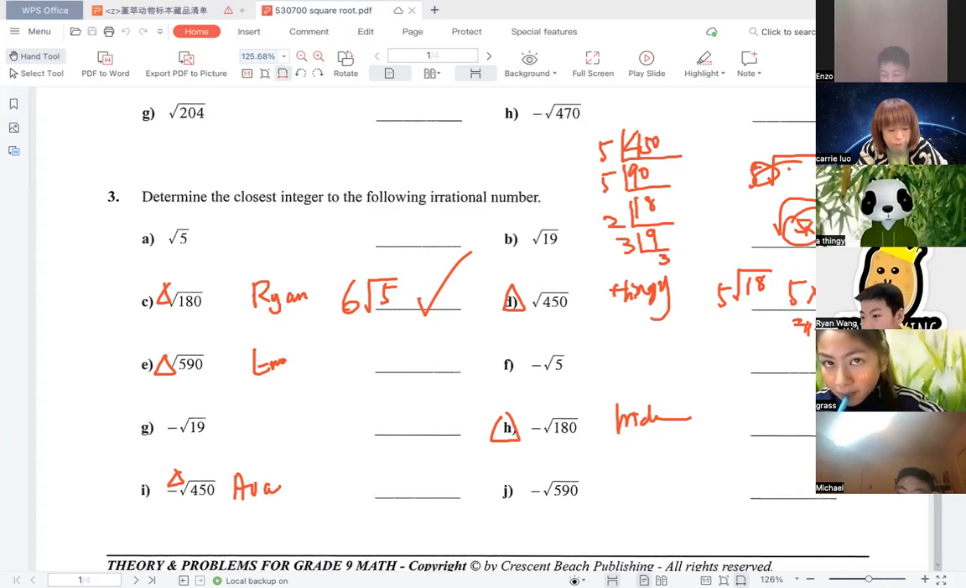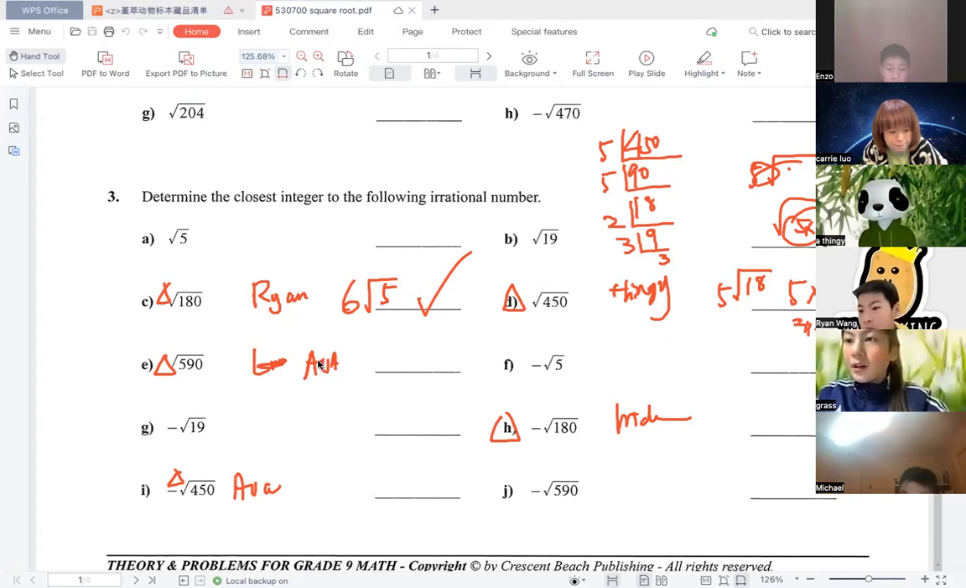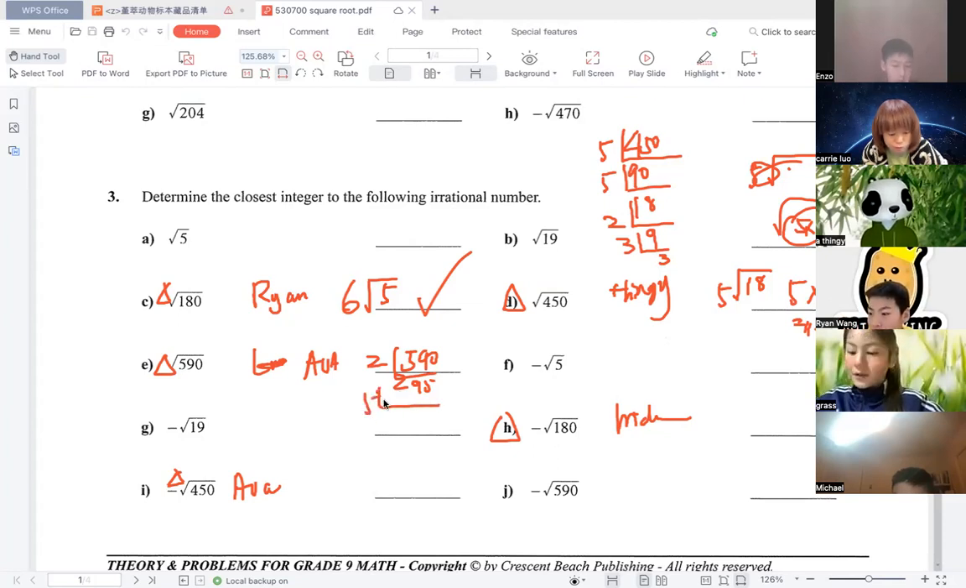Okay, and finish number E. Understand, everybody? So this one, number D. Oh, okay, I didn't finish it. You didn't finish it? Okay. So how about Ava? You do this one. 590. So 590 divided by 2 equals 295. And then 295 divided by 5 equals 59. And then I don't think 59 can go down. So it would still be square root 590. Very good.